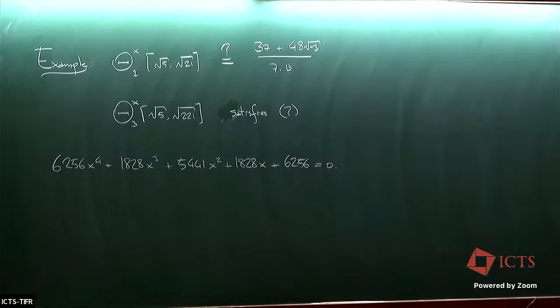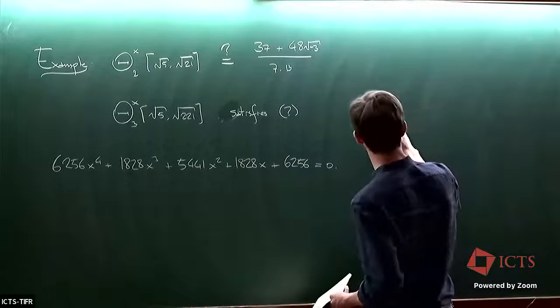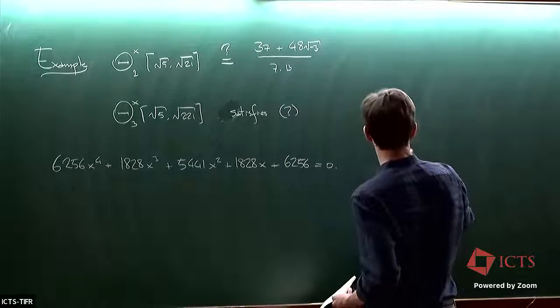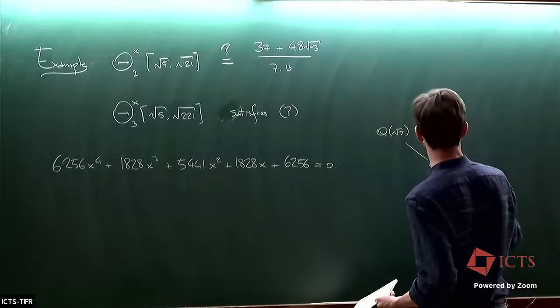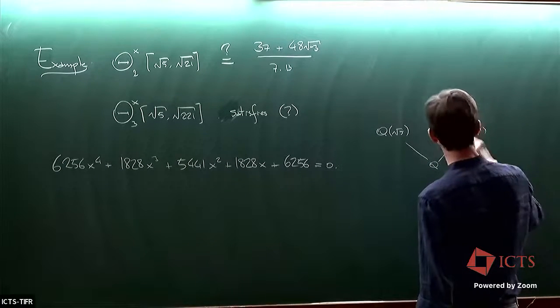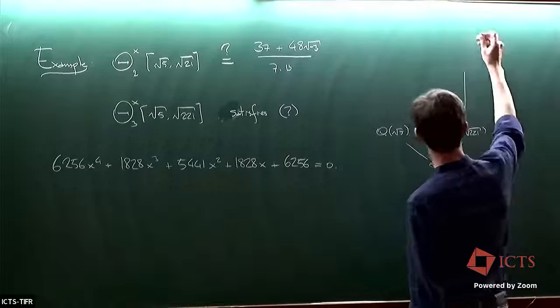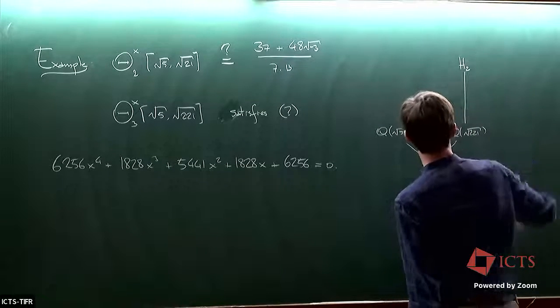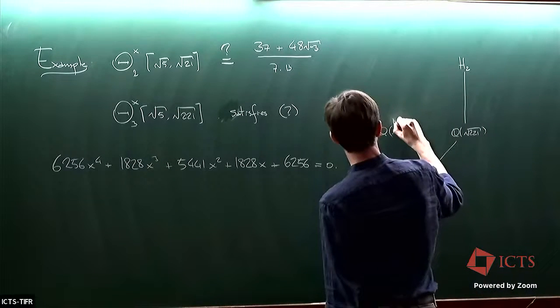So it's a root of this polynomial. And if you look at this polynomial, the splitting field that it generates, we have Q adjoined the square root of 5. We have Q adjoined the square root of 221. The Hilbert class field of this one, the narrow Hilbert class field in a narrow sense, H2, and this one here, it's equal to H1.